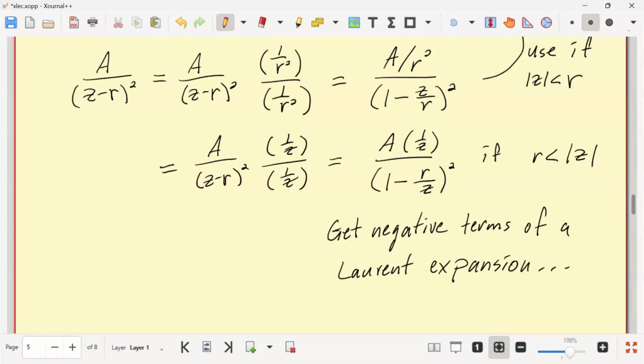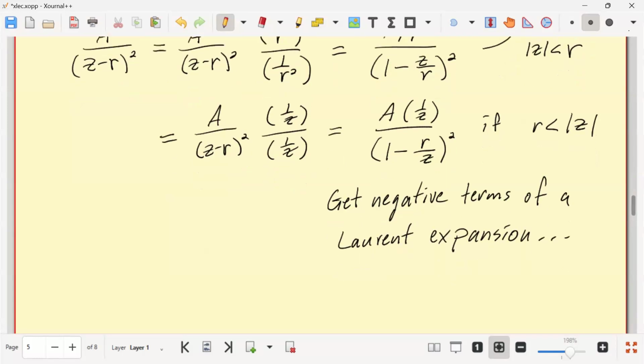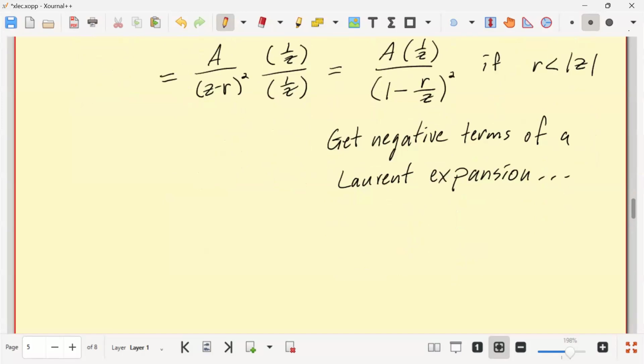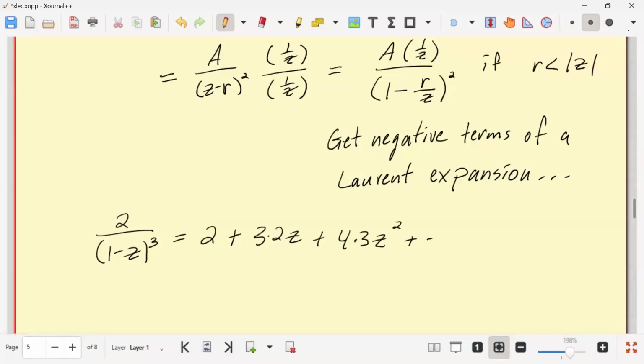Etc. And then if I realize that I have even bigger powers, I can just keep differentiating that geometric series term. For example, the next time I would get 2 over (1 minus z) cubed equal to 2 plus 3 times 2 times z plus 4 times 3 times z squared plus etc. for the higher order terms. Okay, that's the fun part that I wanted to show you today about Fibonacci numbers and how they're related to power series manipulations.